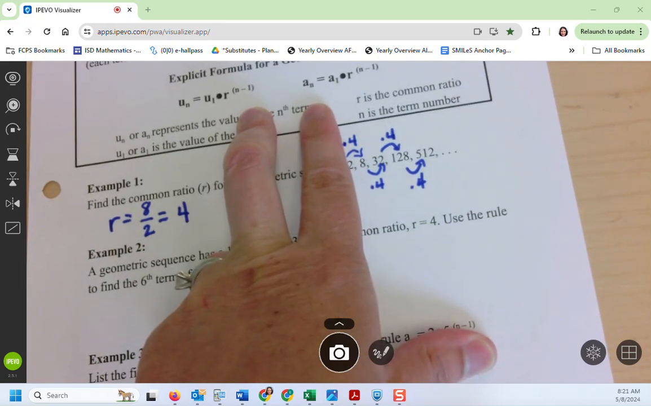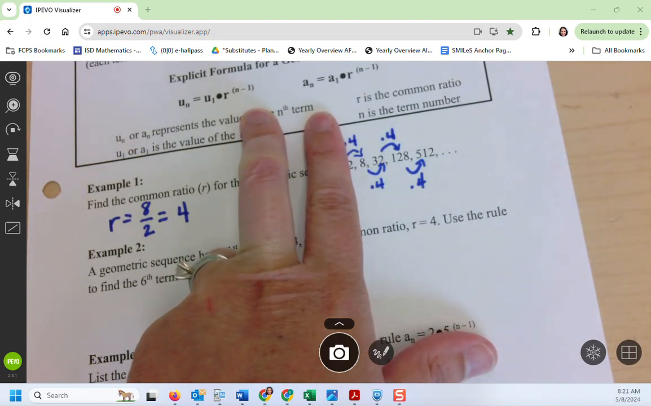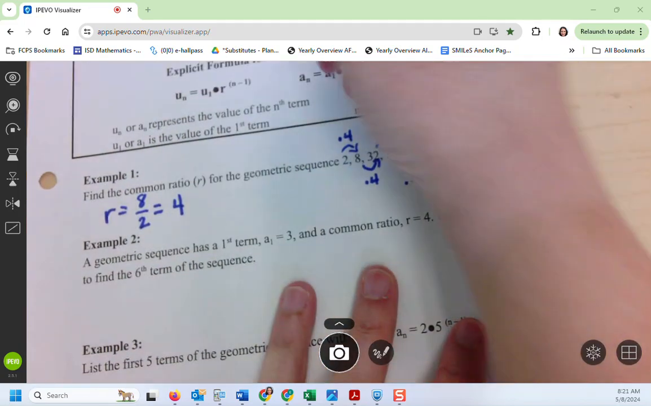Besides switching a for u, is there anything else that's different? No. They're actually the same rule. So remember for the sum, last class, we had two actual different rules. These are not different rules. These are the same rule.